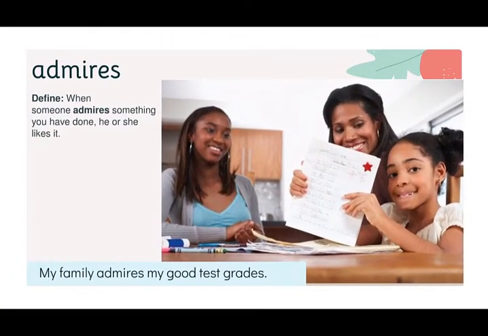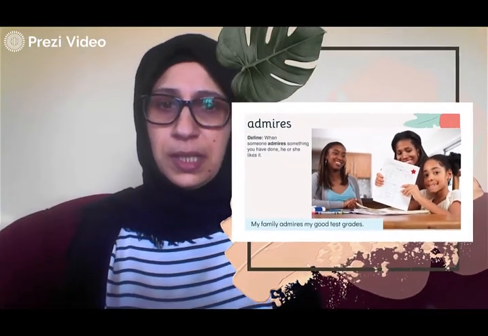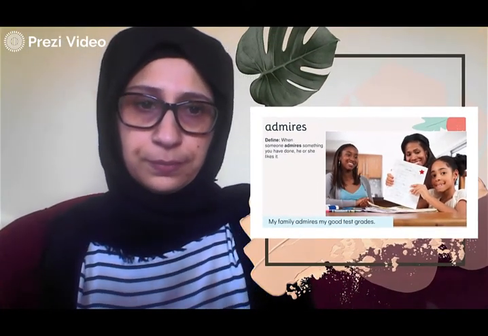So as you can see here in the picture, there's this girl and her family, probably her mother and grandmother, or sister and mother, and they are looking at her with love. They like her work, so we can use the sentence, my family admires my good test grades. So this one is the word admires.